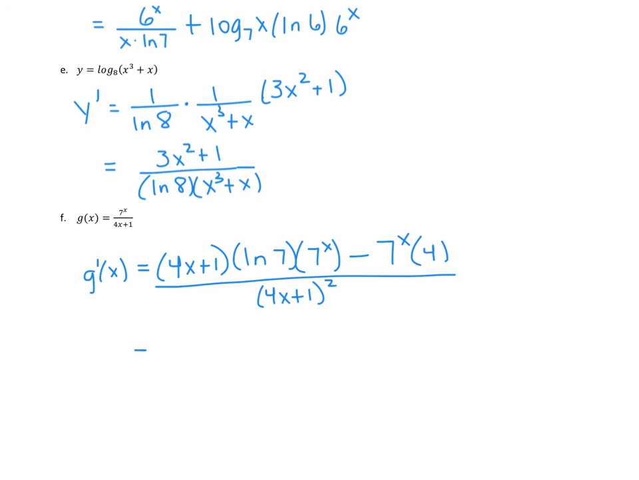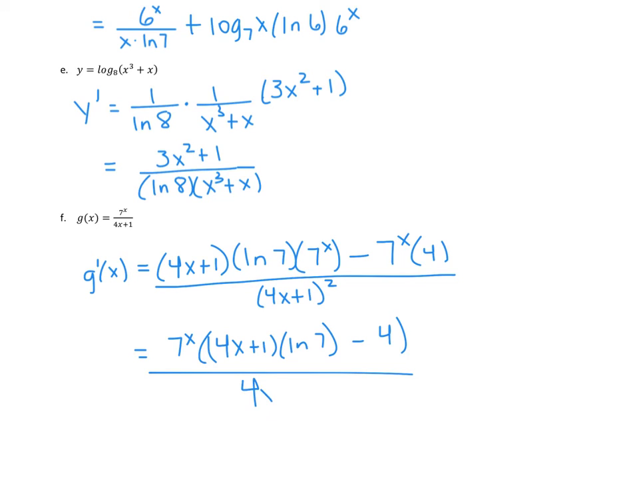We could perhaps try to simplify this a little bit. We can factor out the 7 to the x in both terms. If we factor that out, we're left with 4x plus 1 times the natural log of 7, minus 4, divided by 4x plus 1 quantity squared.